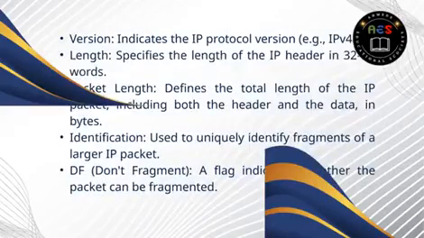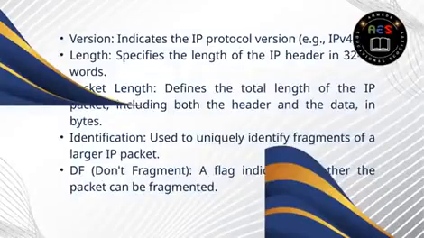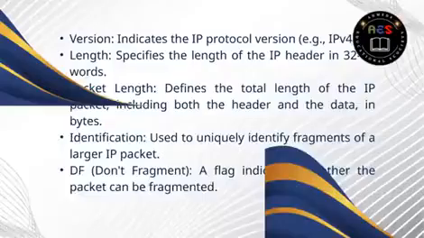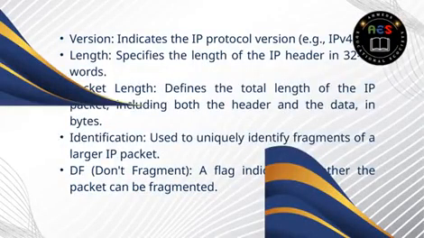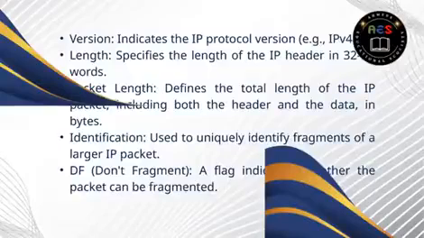Now let's take a closer look at some of the key fields in the IP header. First up is the version. This simply indicates which version of the IP protocol we're using, like IP4 or IP6. It's essential because it tells devices how to interpret the rest of the header. Next, we have length. This specifies the length of the IP header itself, measured in 32-bit words. Knowing this helps routers and devices understand where the header ends and where the actual data begins.